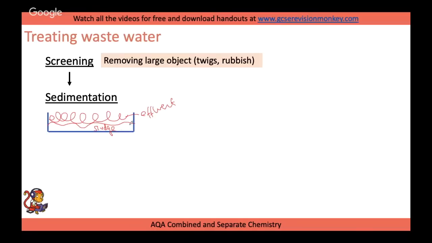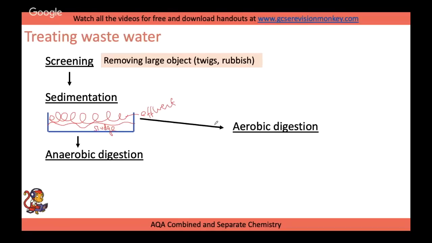Then there's two different processes. For the sludge, we do anaerobic digestion to break down all that waste material in the water. And for the effluent, we do aerobic digestion. So you might remember that the effluent is closer to the air because it's at the top. So that might be a good link to think that's the one that has aerobic digestion.